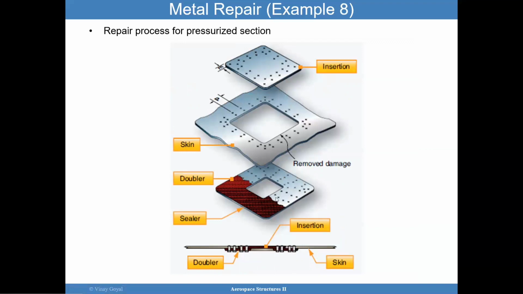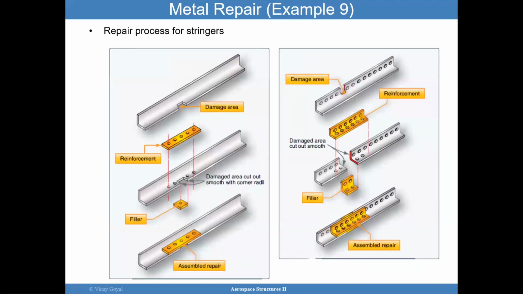Here's an example of a repair process for a pressurized section. In this case, you want to have a sealant material, and then you're going to bolt it through, making sure that the sealing action doesn't allow any pressure leaks. Feel free to pause the video for any of these examples.